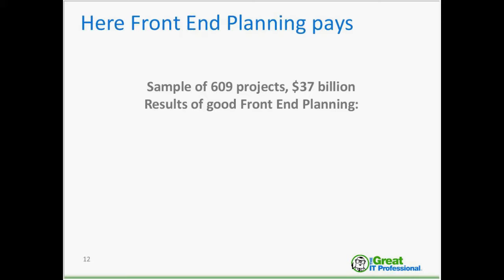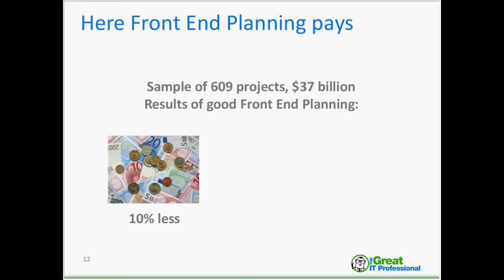In this case, there is a little bit of science behind this, because quite a huge research has been done, a sample of 609 projects. The total value is $37 billion, and these are the results of front-end planning. So 10% less on the project cost, the total project budget, less compared to what? Less compared to other projects in the same sample that didn't correctly apply front-end planning. That is, people involved in those projects didn't devote a lot of time to analyzing and planning the project before the project starts.